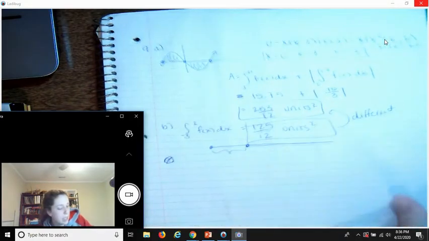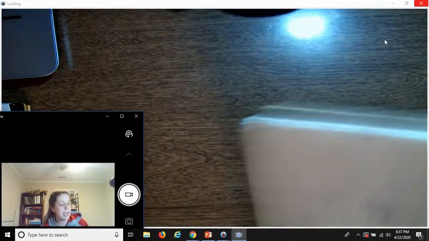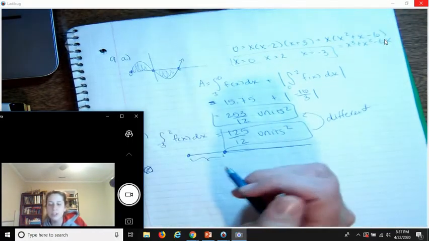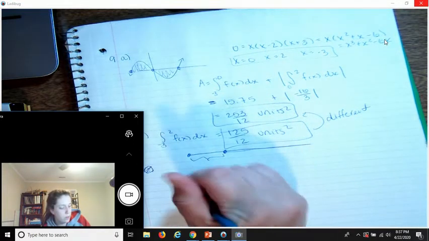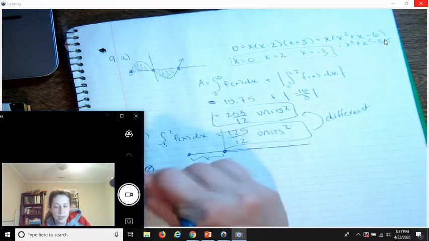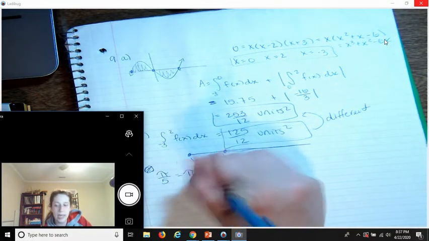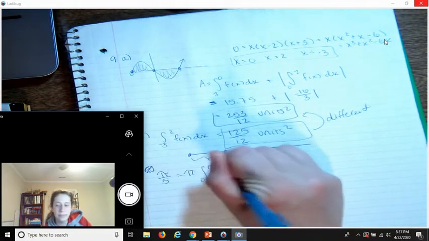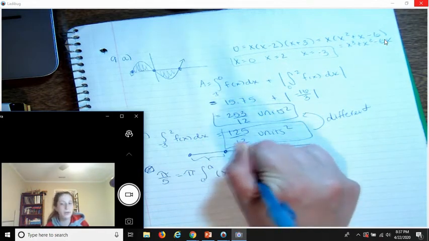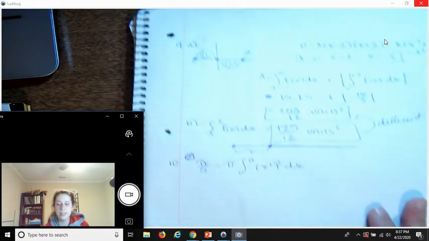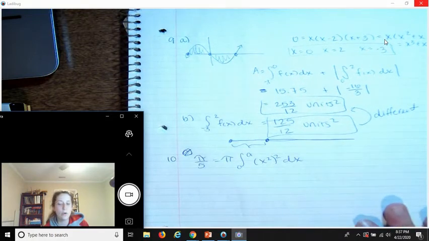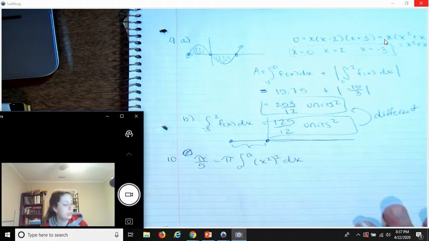Number 10 is the last one in this section. I think 4, 5, 9, 10. Yay. So this one gives you that pi over 5 is equal to the volume from 0 to a of this function. Okay. And so all it wants you to do is solve for a.